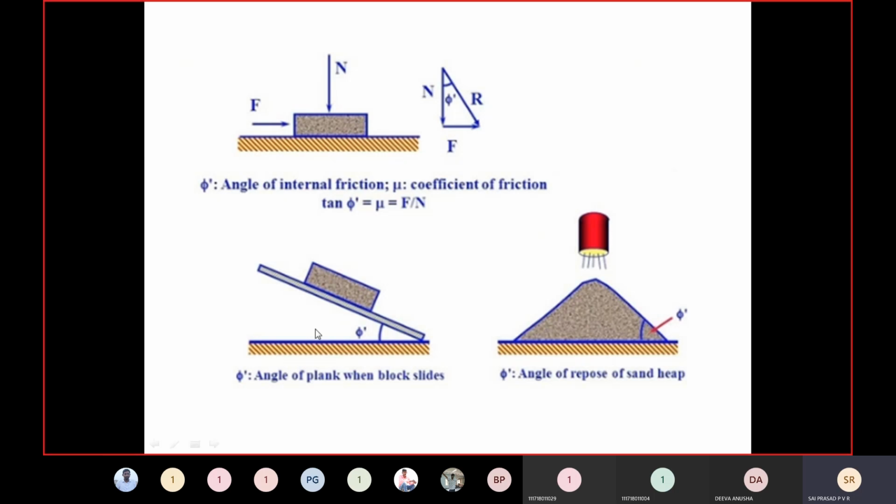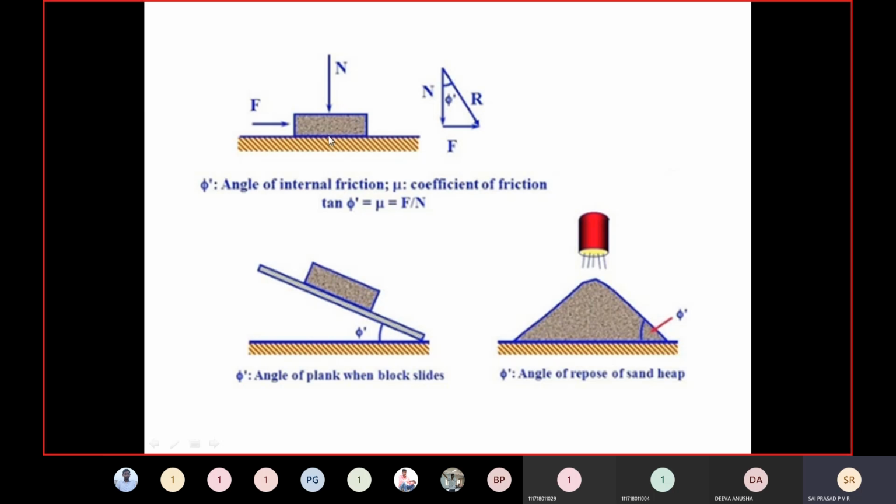So I gave this one. On a plane we have a body, and when force is applied, a normal force will be acting on it, and in this vector diagram it is shown like this. The resultant of this force is R. The angle between the resultant and the normal force is called the angle of internal friction in physics. Okay, but for us, how to understand this?